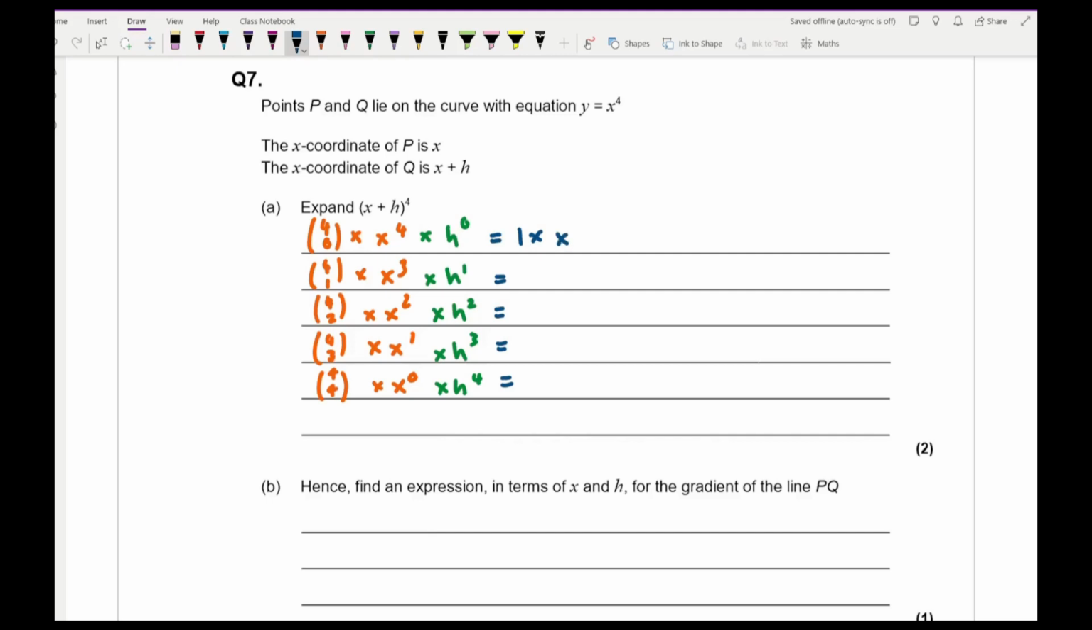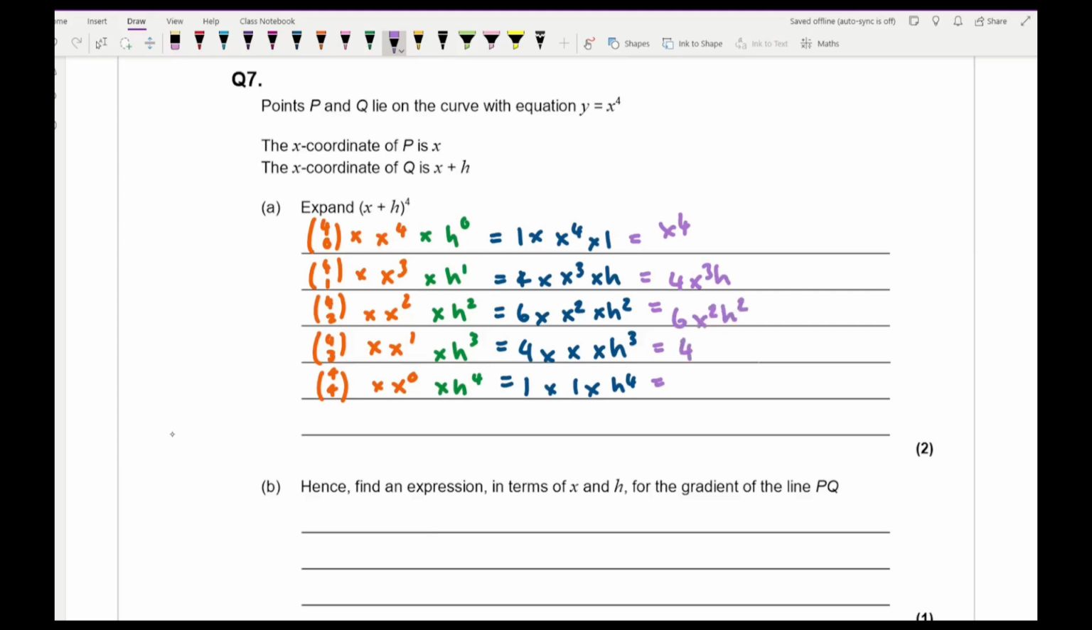1 times x to the power of 4 times 1, 4 times x to the power of 3 times h, and we're going to get 6 times x squared times h squared, and then 4 times x times h to the power of 3, and then we've got 1 times 1 times h to the power of 4. If I simplify each of those lines, I'm going to end up with x to the power of 4, 4x cubed h, 6x squared h squared, 4x h cubed, and h to the power of 4.